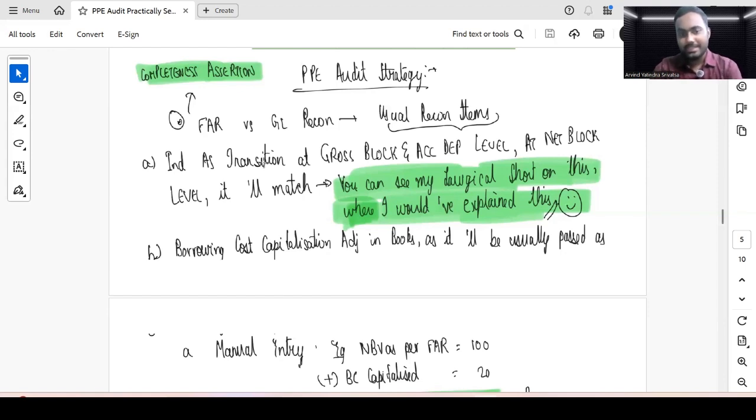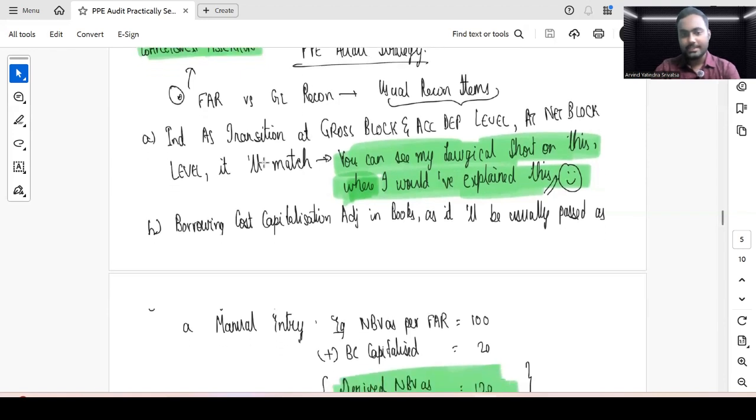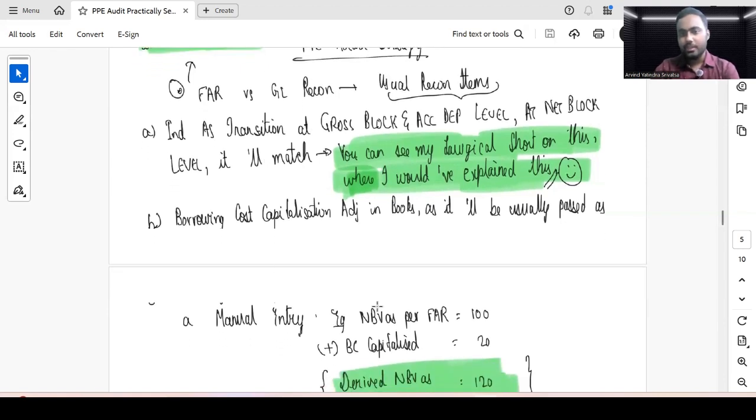Yeah. So next is one reconciliation item which you usually get in your FAR versus GL reconciliation, which is borrowing cost capitalization. If you look at Ind AS, Ind AS 23 talks about borrowing cost capitalization. That is, it tells that a certain part of the borrowing cost should not be taken to P&L, but it should be taken to the asset and capitalized as a part of the asset cost.